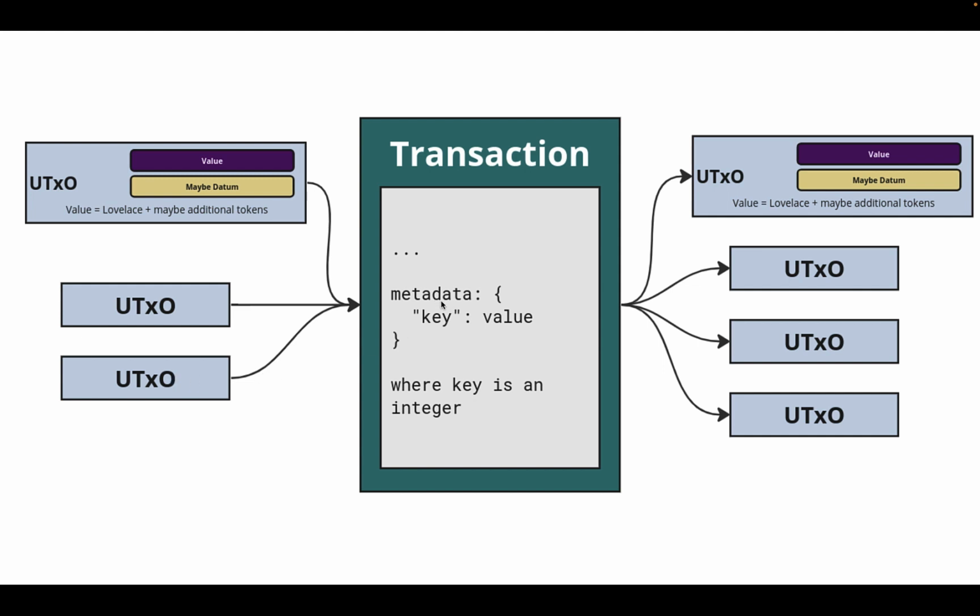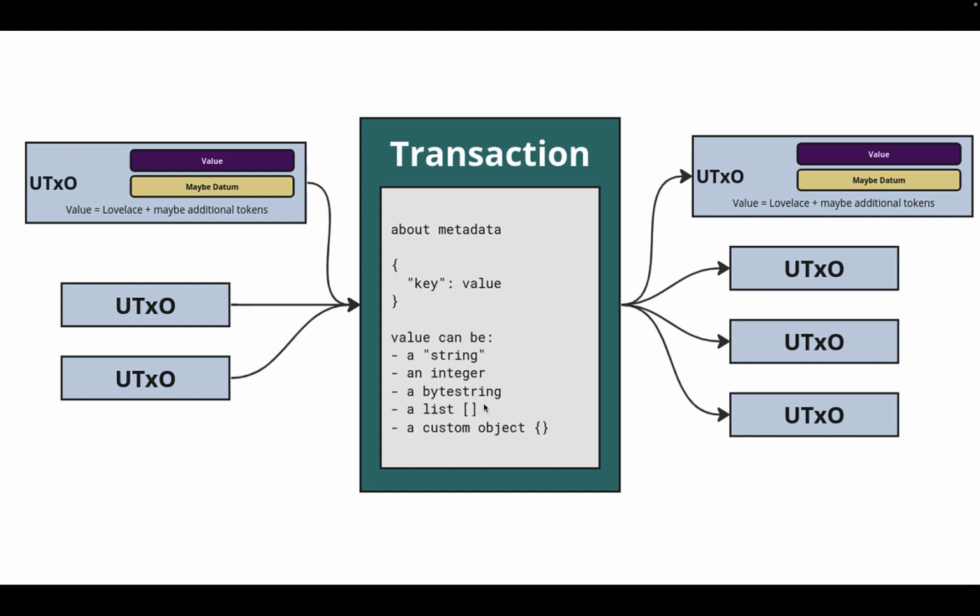Metadata looks like this. It's an object, and if you're familiar with JSON, this should look familiar, that has a key and a value. In Cardano transaction metadata, the key must be an integer wrapped in quotation marks. So for example, we could have the key 2023 in quotation marks, and then a string could be the value of this metadata. Or I could use a different number, and the value could be a simple integer, in this case without quotation marks. In total, there are 5 different things a value can be.